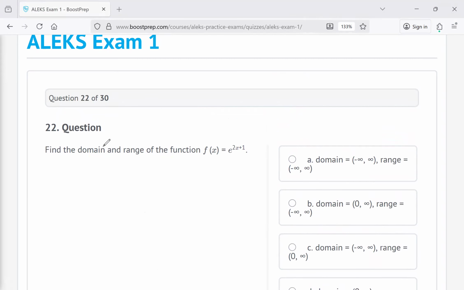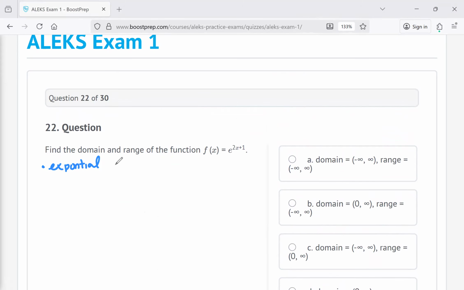Find the domain and range of the function. Okay, find the domain and range of this f of x, of this exponential function f of x equals 2 raised to the 2x plus 1. So what I would do is write down everything I know about this graph. So I know this graph is definitely an exponential function.